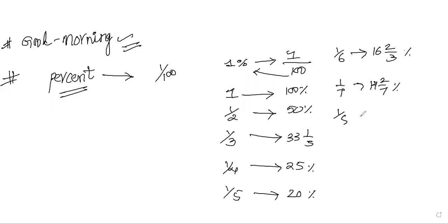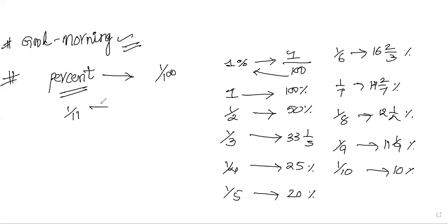Then 1 by 8 is 12.5%. 1 by 9 is 11 1 by 9%. So 1 by 10 is nothing but 10%. And what about 1 by 11? It is 9 1 by 11%. So what about 1 by 12? It is 8 1 by 3% or 8.33%.